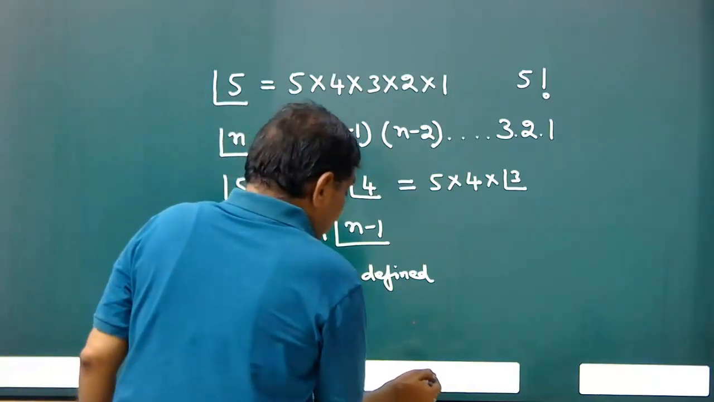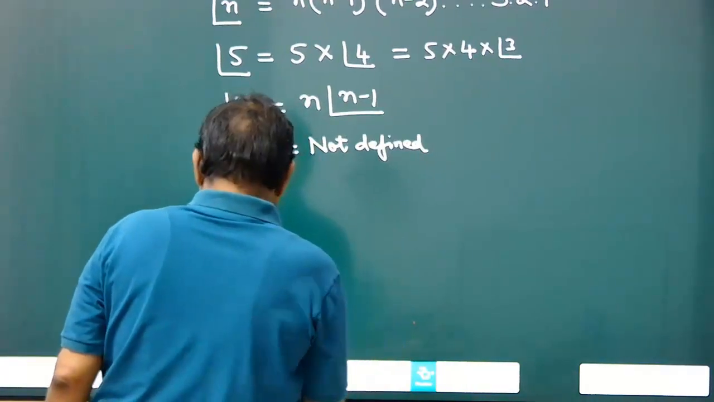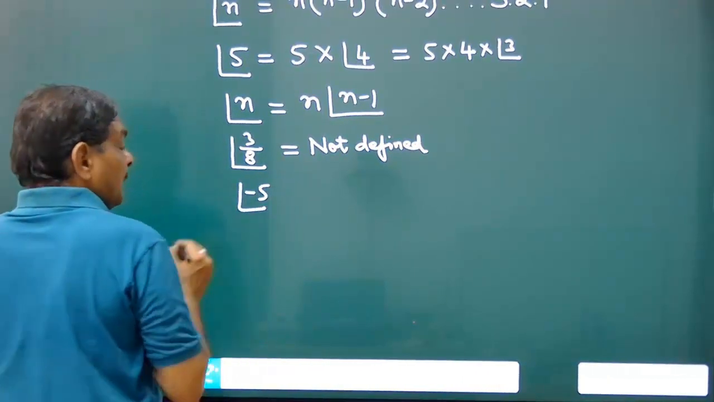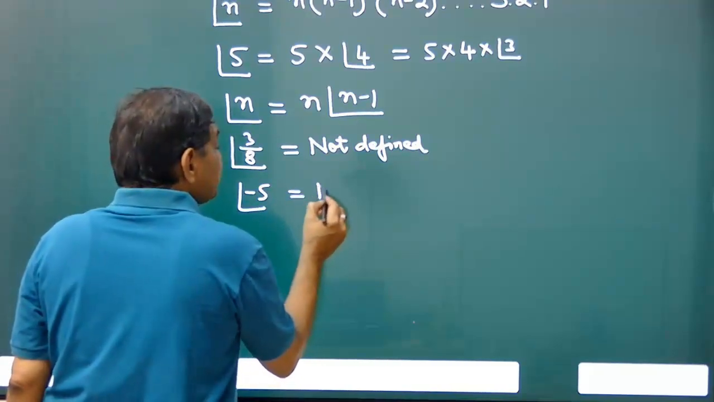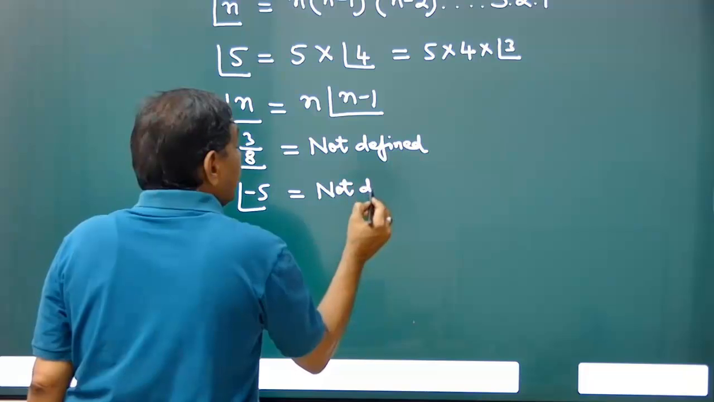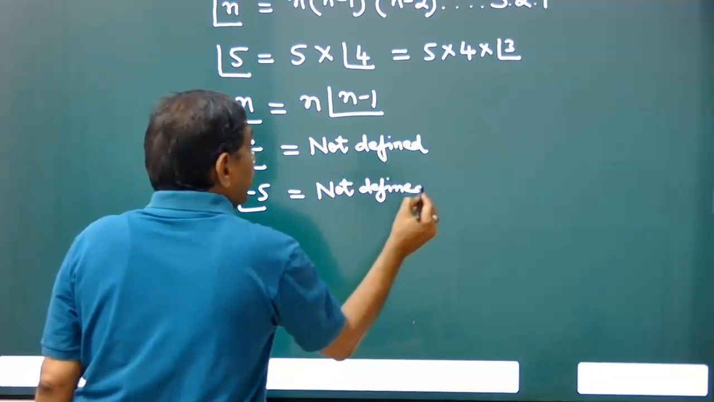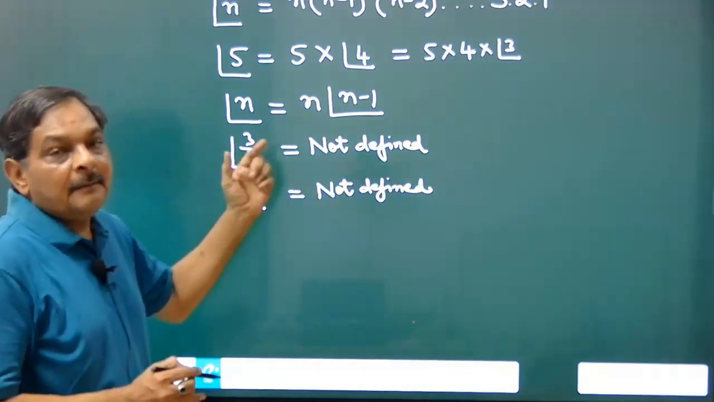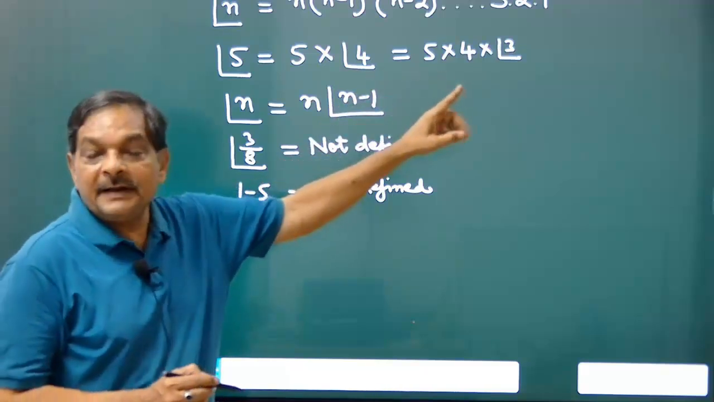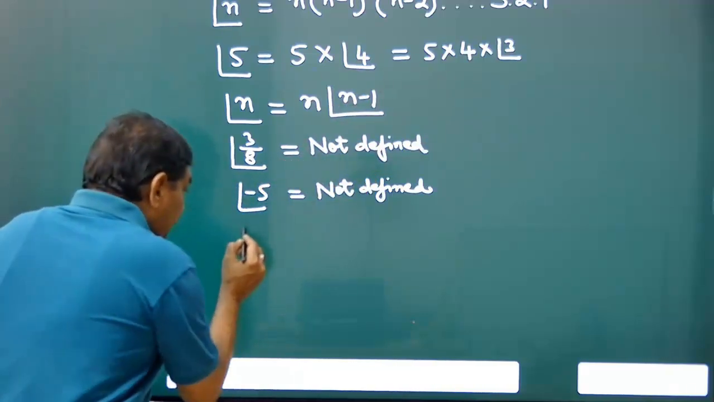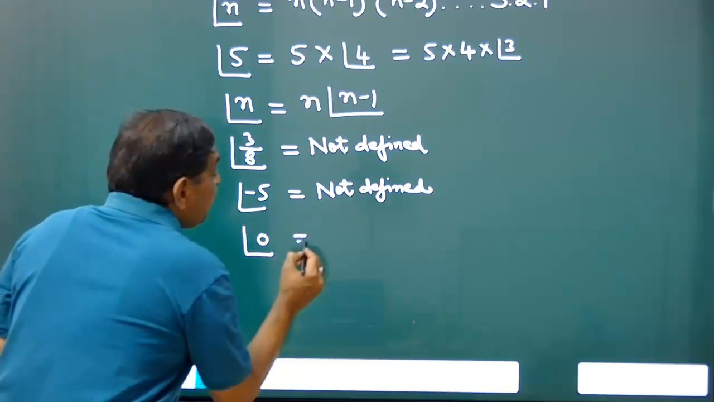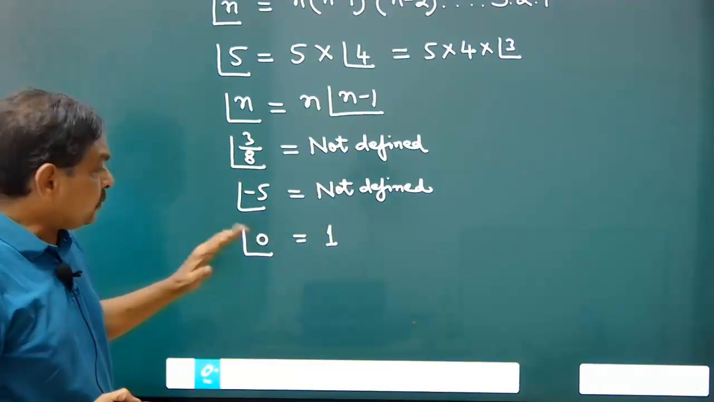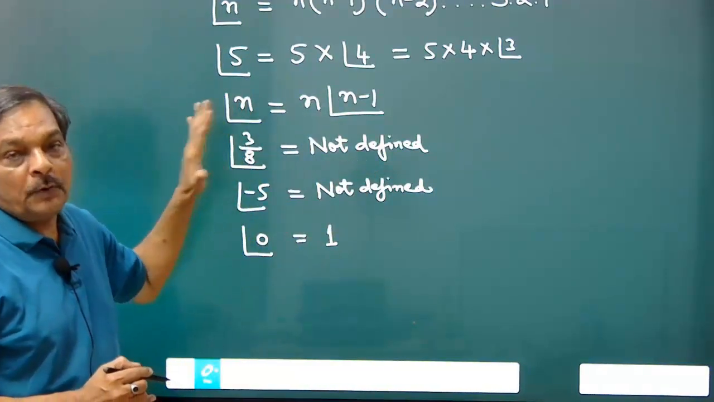Now we should also know that factorial of a negative number, say minus 5, is also not defined. Because if I start subtracting 1 each time from minus 5, I will never reach 1 in the last. But factorial 0 is defined and its value is equal to 1. It is not 0, and this we should remember. So this is what factorial notation is.